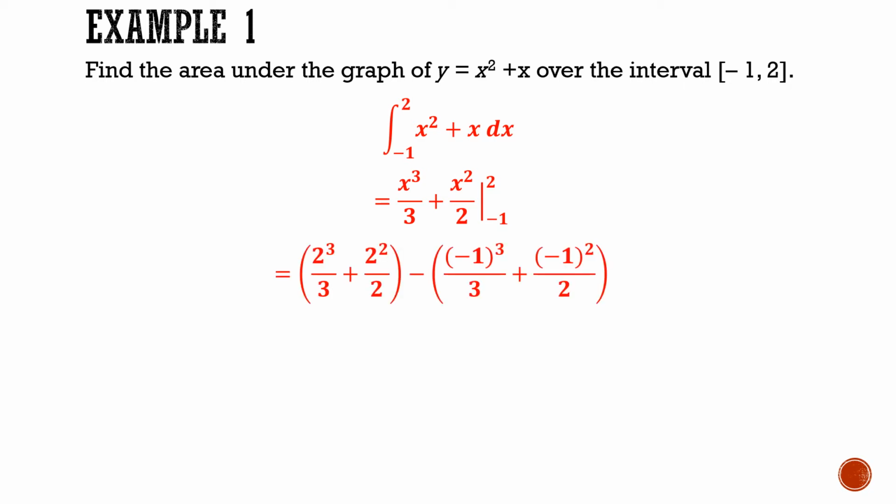When you evaluate it, you take your top number. So I'm taking this 2, and I'm going to plug it in everywhere I see an x. I'm left with 2 cubed over 3 plus 2 squared over 2. Then you always subtract the bottom number plugged in. So I plug in the -1 and get -1 cubed over 3 plus -1 squared over 2. Simplifying that, I get 8/3 plus 2 plus 1/3 minus a half. Adding all that up, I get 9/2. So the integral from -1 to 2 of x squared plus x dx is 9 over 2.